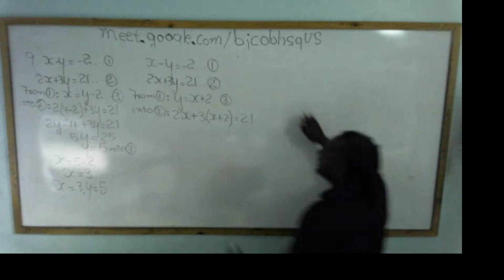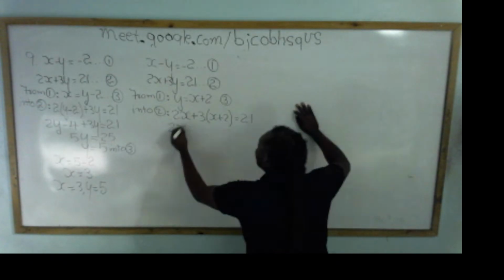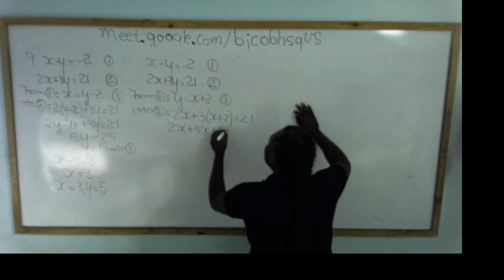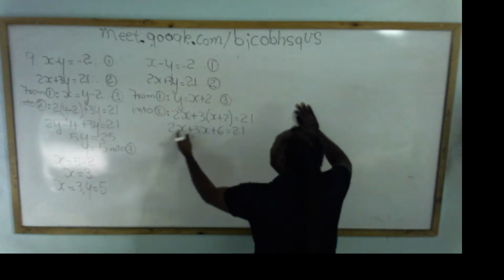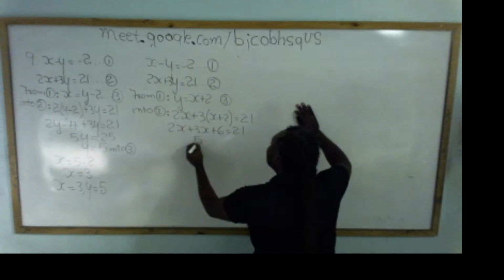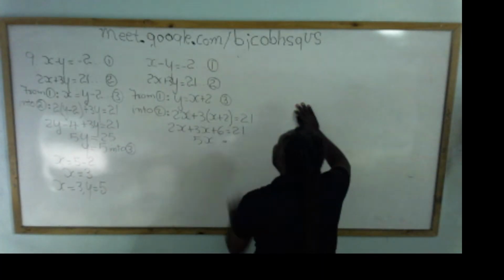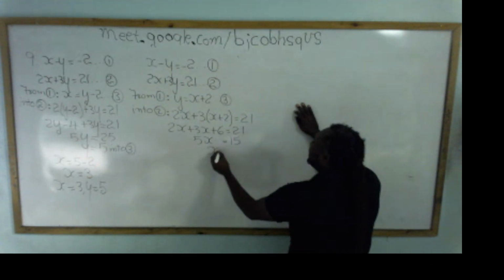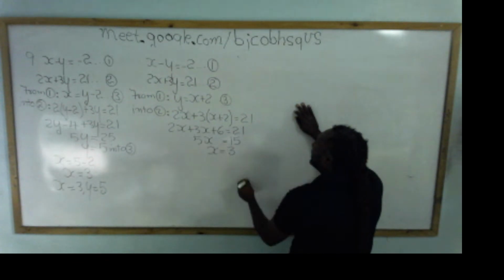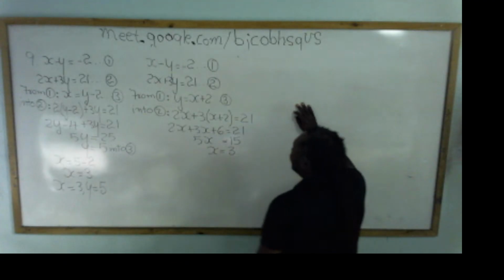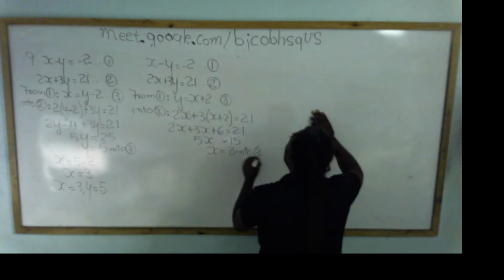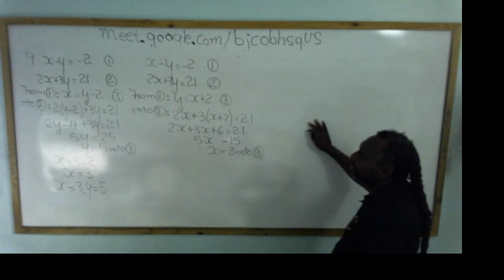And we'll finish up by saying 2x plus 3x plus 6 is equal to 21. And 2x plus 3x, that's 5x. And 21 minus 6 is 15. So x is equal to 3. Now we put that into equation 3. When you put that into equation 3, what do we get?